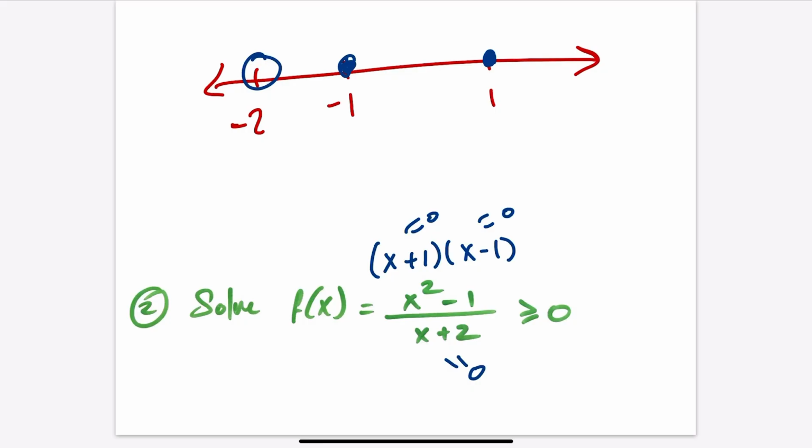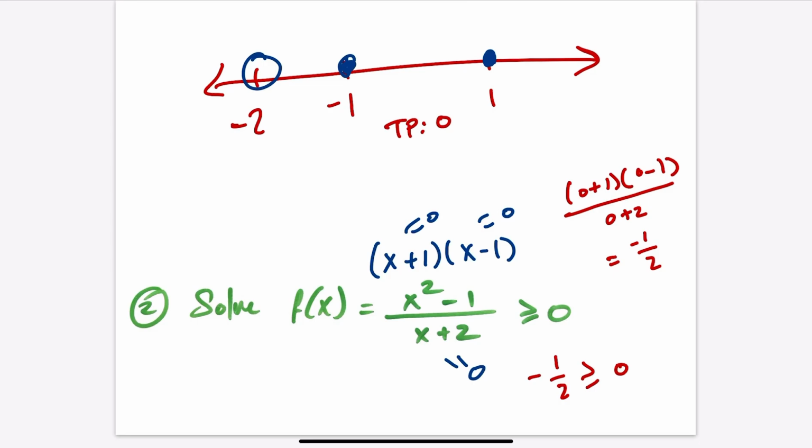Now, last step, test points for true or false, right? True means that's part of your answer. False means that it's not your answer. Okay, and you'll see how. So we'll work out one test point. The test point is 0, always the best one. So that means I'm going to show you real quick 0 plus 1, and then 0 minus 1, all over 0 plus 2. And if you notice, that is equal to -1 divided by 2, so -1/2. So now you ask yourself, is -1/2 greater than or equal to 0? No, it's not. So at this point, this fails. So that means for this interval, that's a fail.